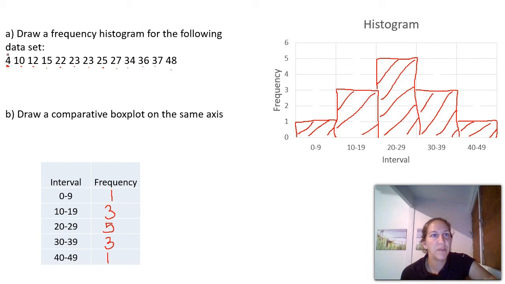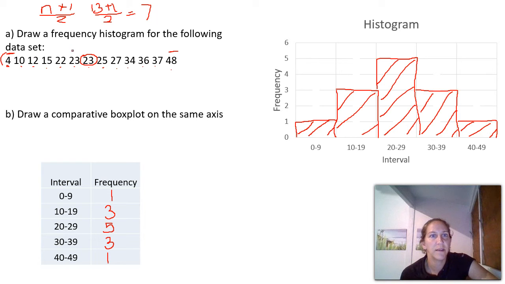Our minimum value will be 4, our maximum value will be 48, and then we have to find all our quartile information. To do that, first we find the median. I have 13 values. In order to find the median, I can go n plus 1 over 2 to figure out which value I need to find. That would be 13 plus 1 over 2, so 14 over 2. My 7th value will be my median. So 1, 2, 3, 4, 5, 6, 7. So this value, 23, is my median.